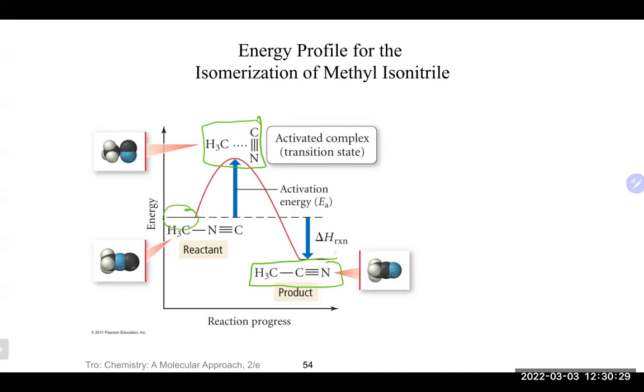The difference between the reactants where they start and the products where they finish is the delta H for the reaction, right? And in this case, just looking at this, we would expect the delta H here to be negative, as our reactants are higher in energy than our products in this particular case.